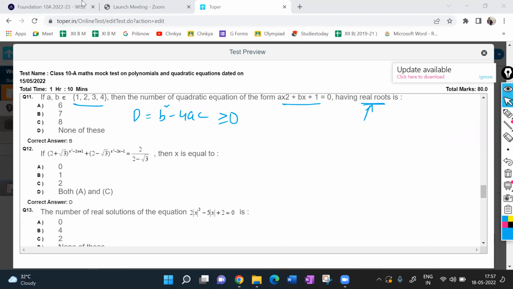Getting my point? So the discriminant must be greater than or equal to 0. What will be the discriminant here? A, B values have been given to you as 1, 2, 3, 4. If I take the A value as 1, then B square minus 4AC is greater than or equal to 0. So B square is greater than or equal to 4AC. Taking A as 1, B square is greater than or equal to 4C.